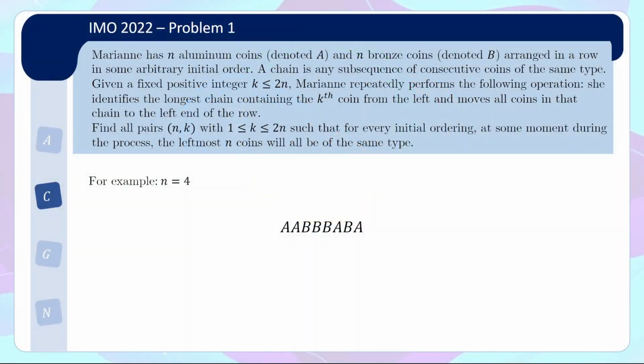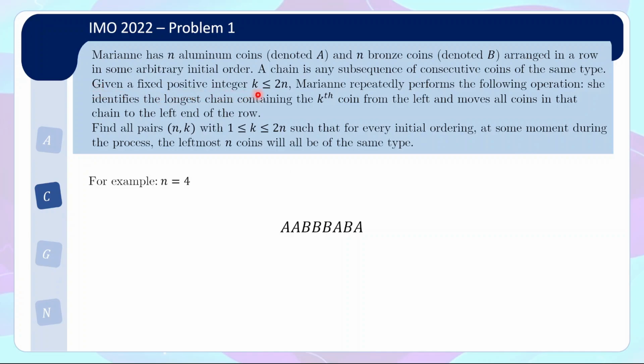So for problem 1, we have the following. Marianne has n aluminium coins which we denote by A and n bronze coins which we denote by B, arranged in a row in some arbitrary initial order. So over here we have n equals 4 as an illustration. A chain is any subsequence of consecutive coins of the same type. So for example, the BBB is considered a chain.